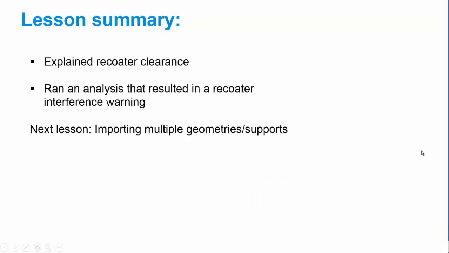So to summarize what we went over, we explained the concept of recoater clearance, and we ran an analysis that resulted in recoater interference, and we went through how to identify that warning and match that to the result that it corresponds to. In the next lesson I want to go over importing multiple geometries and supports into the analysis.